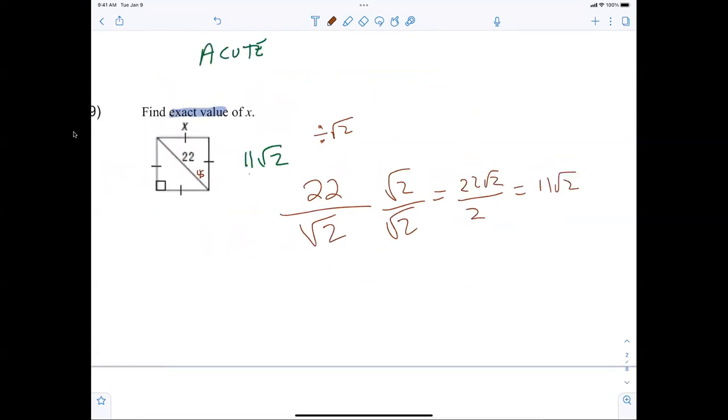All right, that's the 45-45-90. The 45-45-90 involves a radical 2. From 45 to 90, you multiply by radical 2. From 90 to 45, you divide by radical 2.